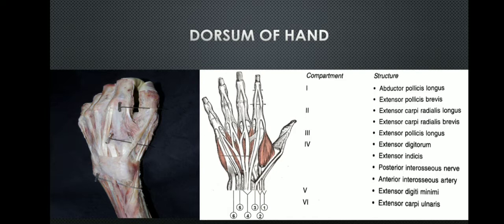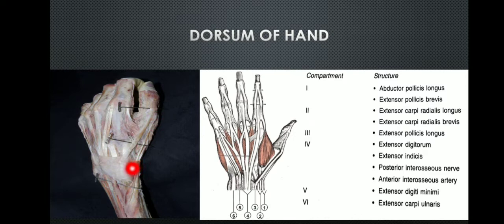So in this way, 6 osseofascial compartments or tunnels are formed on the dorsal aspect of the wrist, and the structures pass through each compartment. This is where the first compartment lies, somewhere around here, starting with the lateral aspect. This first compartment is occupied by the abductor pollicis longus muscle and the extensor pollicis brevis muscle.